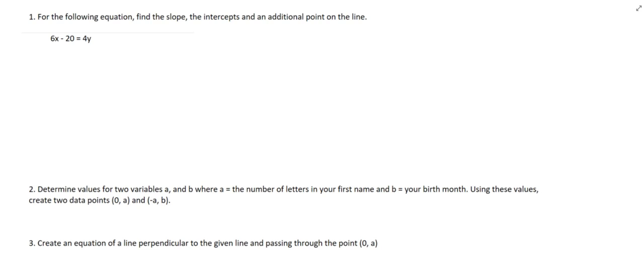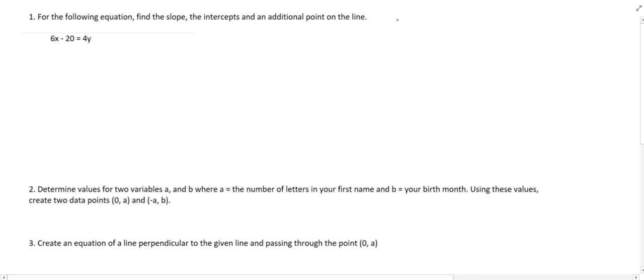Okay, so in this recording, I want to go over how to find information about a line given an equation, and then doing some manipulations with that. So this first question we have is, for this equation, 6x minus 20 equals 4y, to find the slope, the intercepts, and an additional point on the line. So the first thing we're going to do here is find the slope.